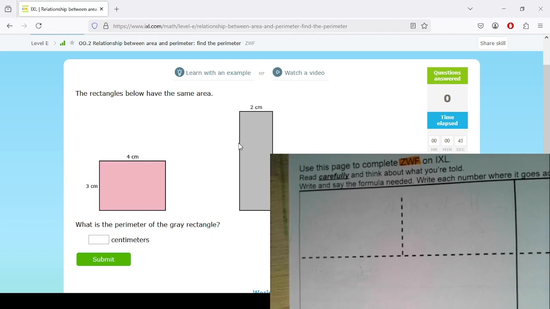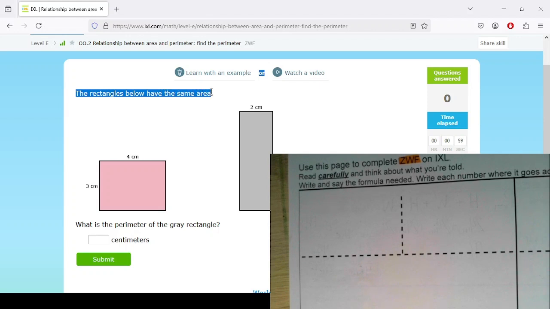So I see from my diagram that I do not have the height of this gray rectangle. Let's see what other information I have. I see that there is a pink rectangle and a gray rectangle. I have both dimensions of the pink rectangle. Oh, and looky here. This text tells me the rectangles below have the same area. So the way I'm going to solve this is I'm going to work backwards.